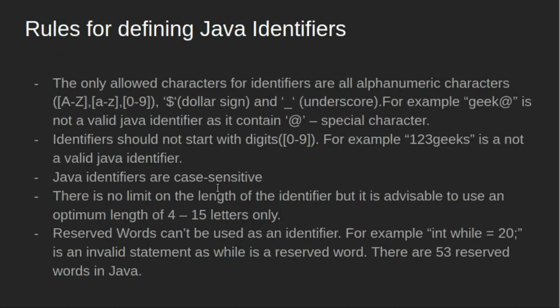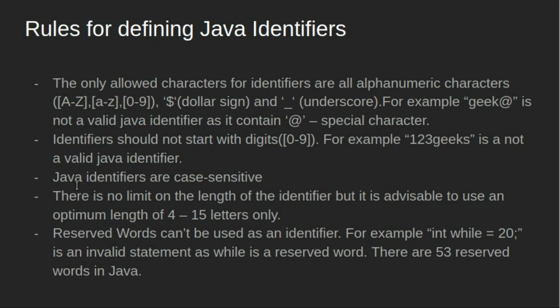There are some rules for defining the Java identifiers. The only allowed characters for identifiers are all alphanumeric characters, which are these. For example, geek @ is not a valid Java identifier as it contains @, a special character. Identifiers should not start with digits 0 to 9. For example, 1 to 3 geeks is not a valid Java identifier.